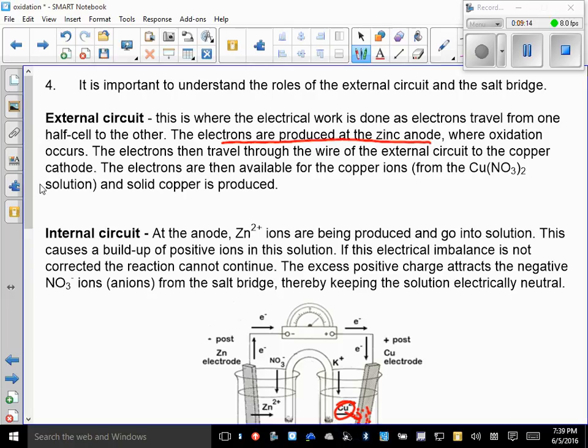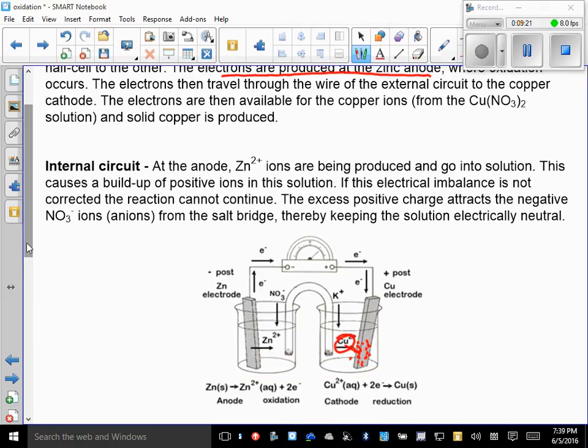Then we have the internal circuit. At the anode, zinc ions are being produced and go into solution. So you can imagine there's all this zinc going in. So all these positive ions, a whole bunch of positive. This is too much positive in the solution. If this electrical imbalance is not corrected, the reaction can't continue. The excessive positive charge attracts the negative charge, the NO3 ions, or the anions, from the salt bridge, therefore keeping the solution neutral.